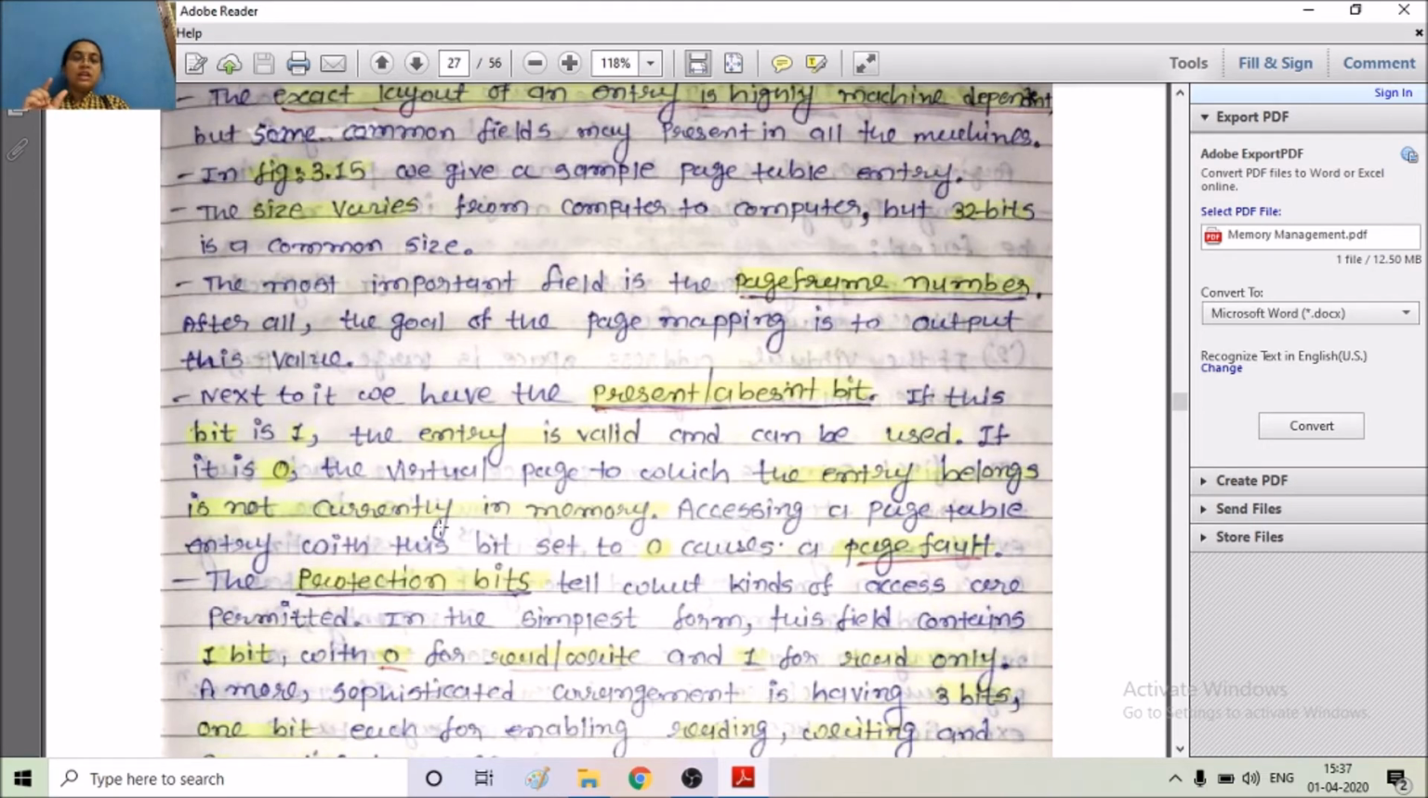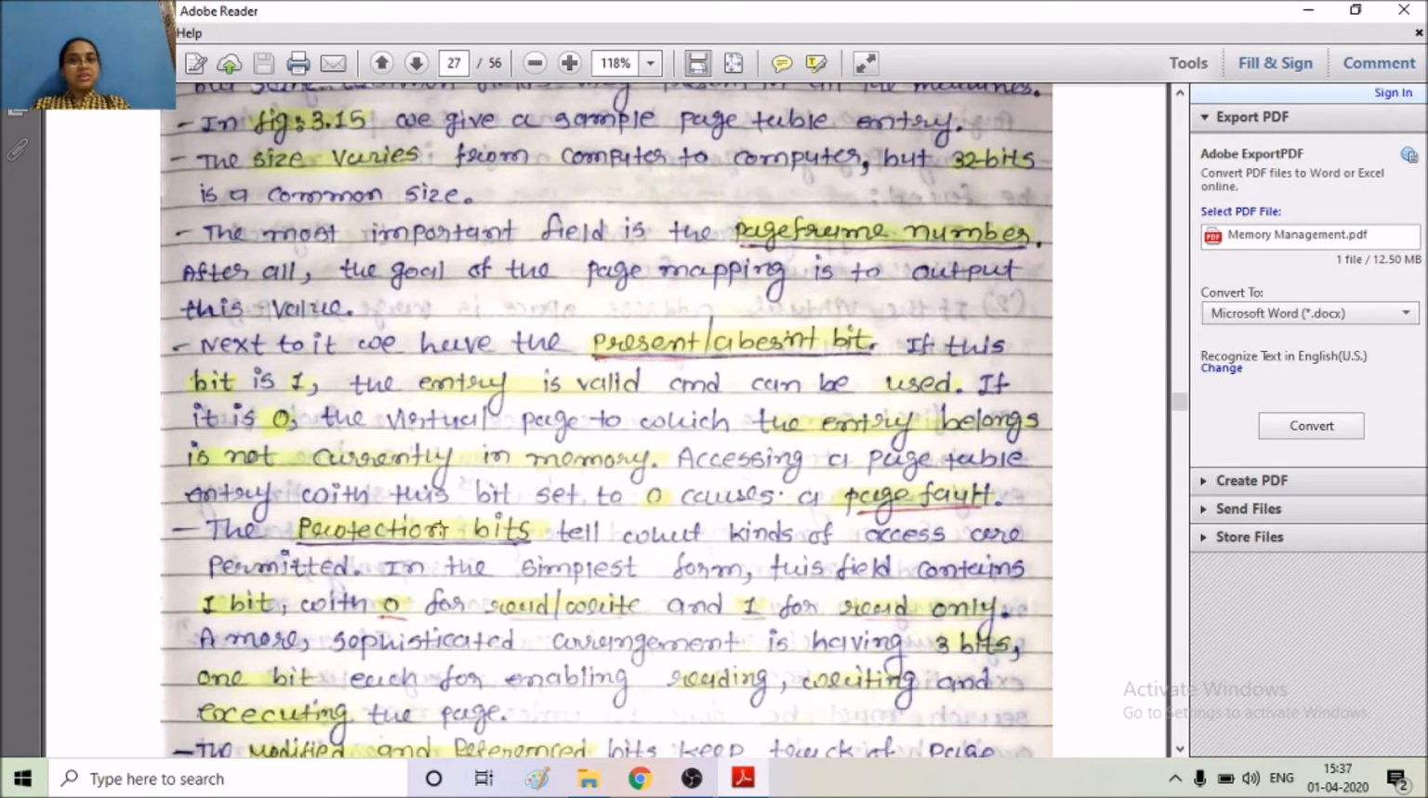So one of the fields in the page table entry is the page frame number. Next to it, we have the present/absent bit. If this bit is 1, the entry is valid and can be used. If it is 0, the virtual page to which the entry belongs is not currently in main memory. So the present/absent bit indicates whether a particular virtual page is in main memory or not.